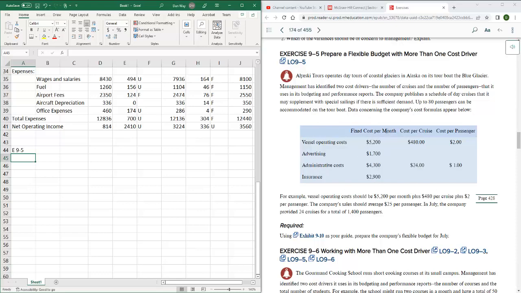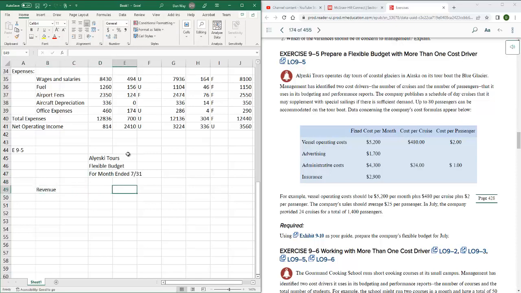So we know the fixed cost per month, the cost per cruise, and the cost per passenger for vessel operating costs, advertising, admin costs, and insurance. And it just said, for example, vessel operating costs should be $5,200 a month, plus $480 per cruise, plus $2 per passenger. Now, sales should average $25 per passenger, so that's the ticket price essentially. And in July, the company provided 24 cruises for a total of 1,400 passengers. So we're going to put together a flexible budget for July here for ACCT Tours, for the month ended 7/31.